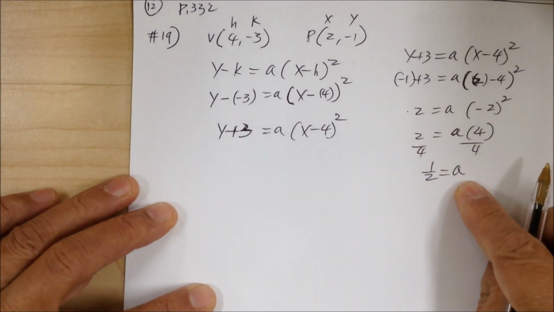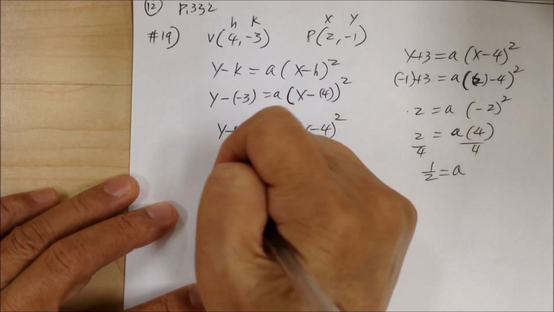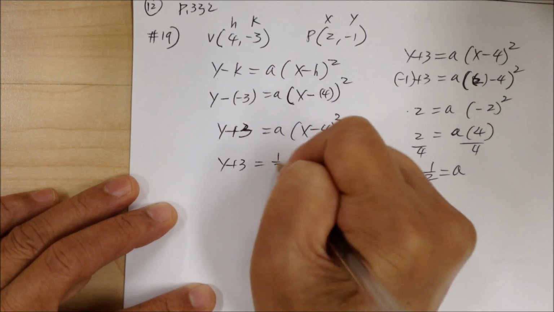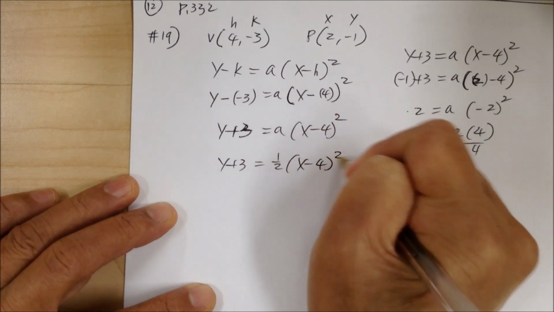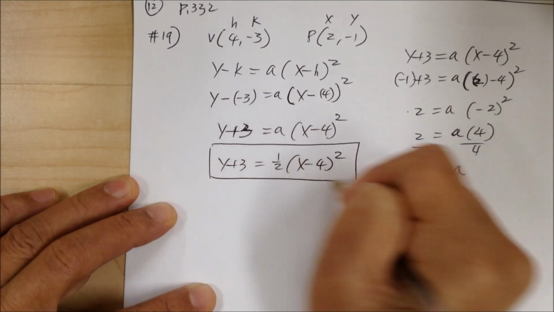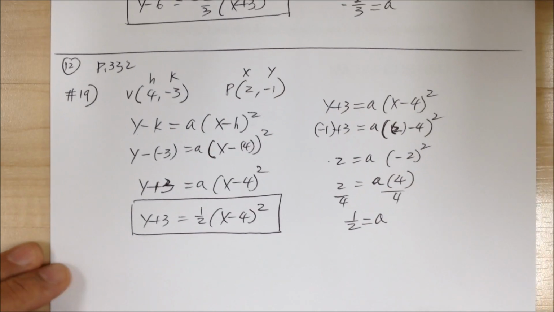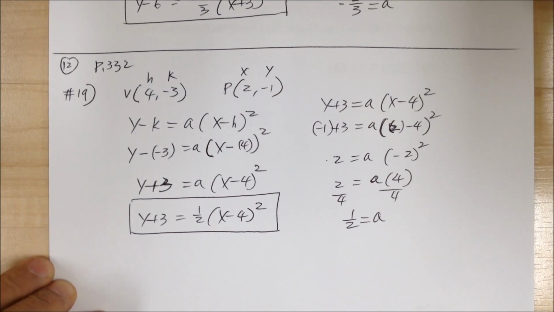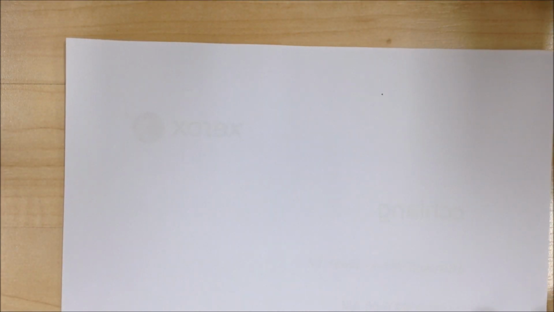So once you find a equal to 1 over 2, go back over here. Okay, and that's it. Okay, let's go to the next one.